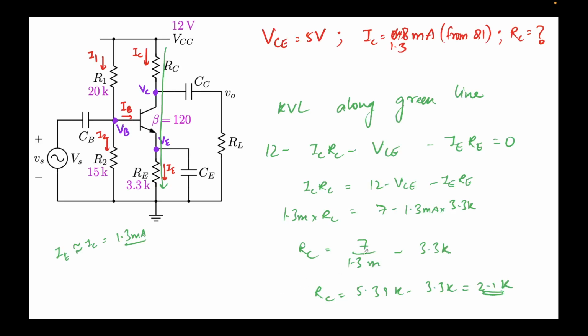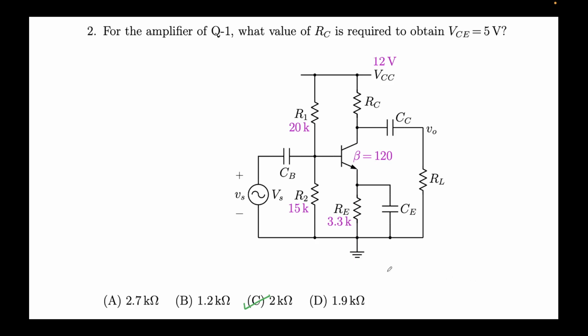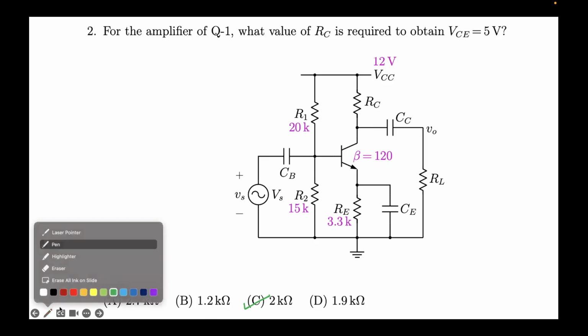Why is there this certain discrepancy? Because remember that I assumed IE equal to IC. If we do the actual proper calculation, the IE value will be slightly higher, so this corresponding value will also be slightly higher, and hence you'll get closer to 2.0 K. But this is the option that matches, so we can go ahead. It's not a problem.